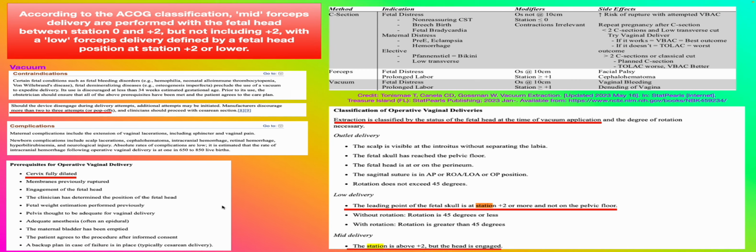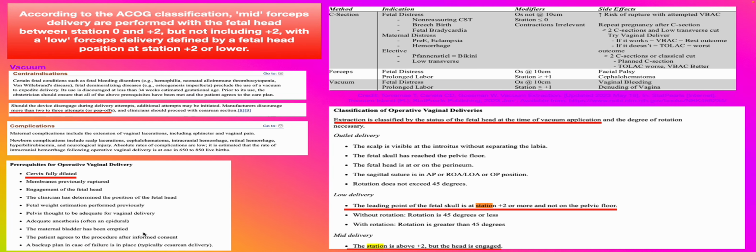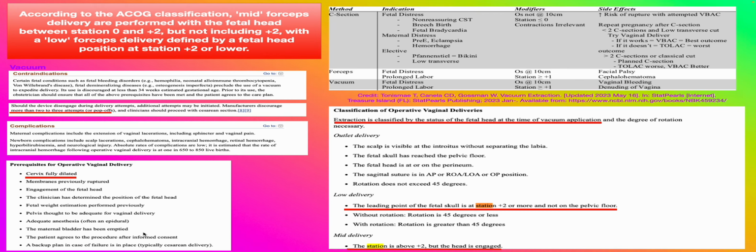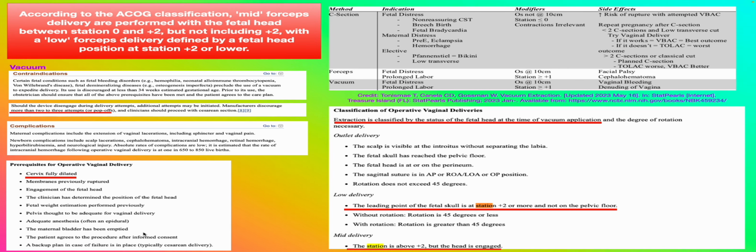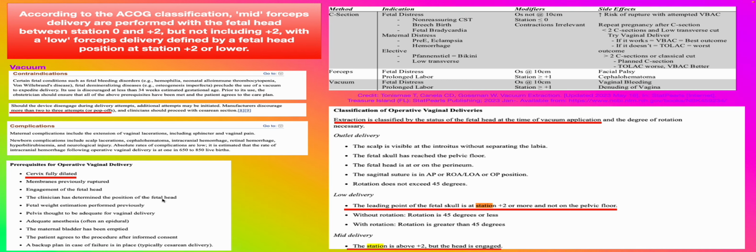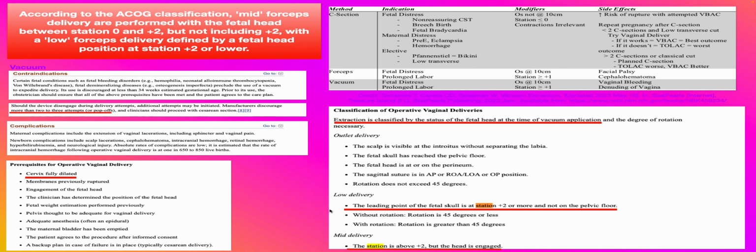And so also the clinician has determined the position of the fetal head, so there are no surprises in terms of cephalopelvic disproportion secondary to fetal malposition. Fetal weight estimation is also an important part of this process, as a macrosomic infant would almost certainly prove to be a much more difficult undertaking in terms of providing the necessary traction and rotation in order to extract the infant from the birth canal.